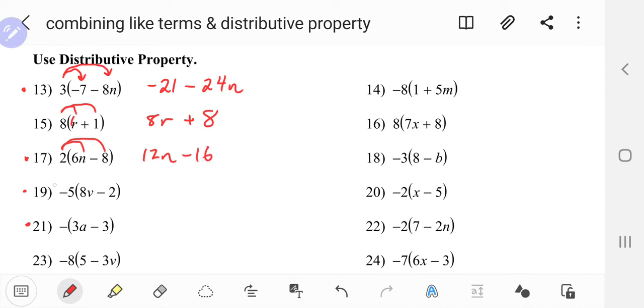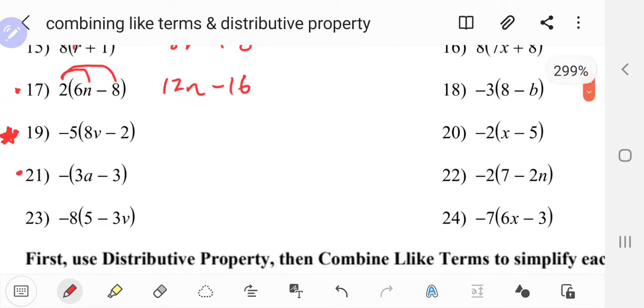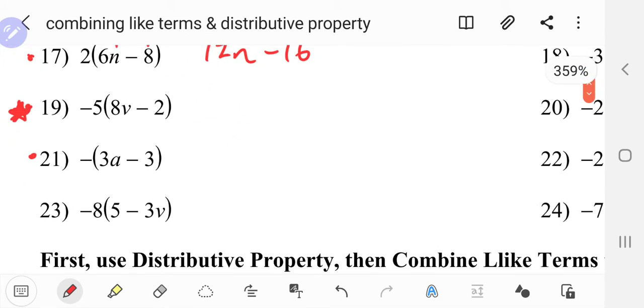Next, this one's a little different. You might want to star it. That's a terrible star. All right, we have a problem with a negative number being distributed. So we're going to do a negative times 8, negative 5 times 8v. That gives us negative 40v.